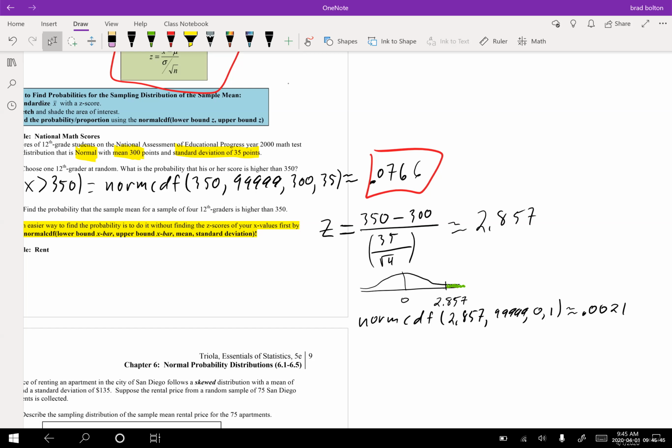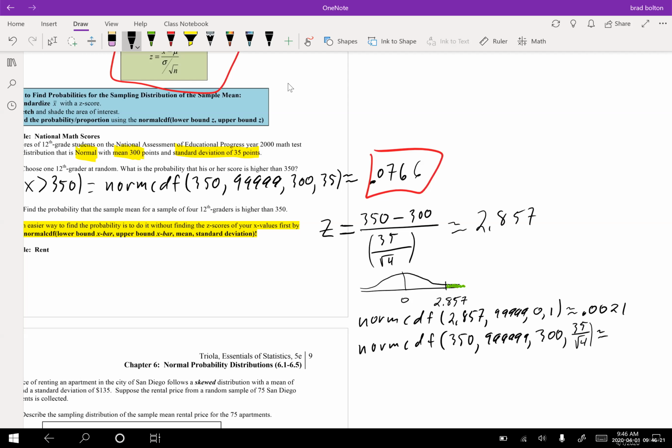Now, if you're saying, well, why did we have to do the z-score? We didn't. I just wanted to show you what we could have done instead, this is option B. We could have done normal CDF. We could have said 350 to 9999999. And the mean of the original problem was 300. And the standard deviation is 35, but you can't use 35 because you're doing the mean of these 4 12th graders. So you divide it by the square root of 4. And let's see what we get on our calculator.